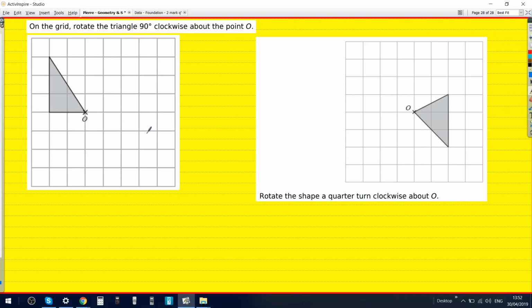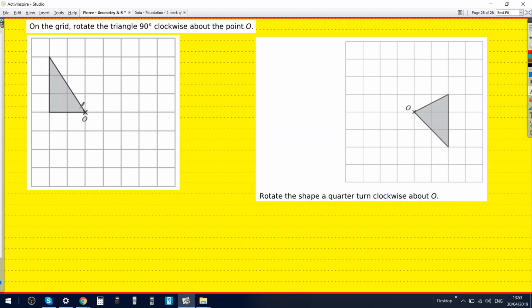Top left. On the grid, rotate 90 degrees clockwise about the point (0, 0). Rotate the triangle clockwise. 90 degrees is half of 180, so the triangle will end up upside down underneath. So 90 degrees is a quarter of a turn.